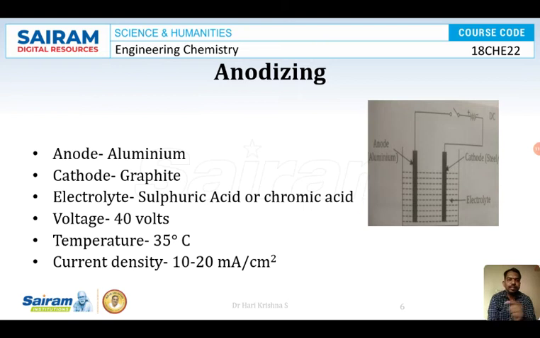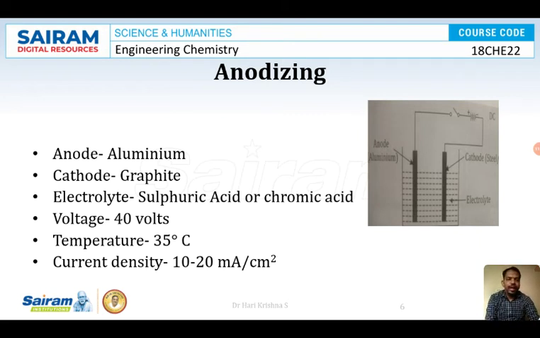What are passive metals, as discussed? Aluminium, nickel, tungsten or chromium. So these are passive metals. Increasing the thickness of the oxide layer on these metal surfaces by making those metals as anode in acid media is called anodizing. So let us see how anodizing of aluminum is done.